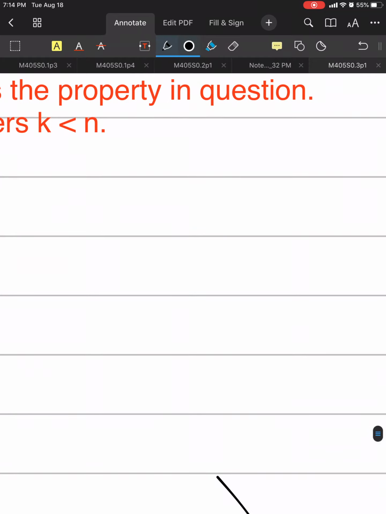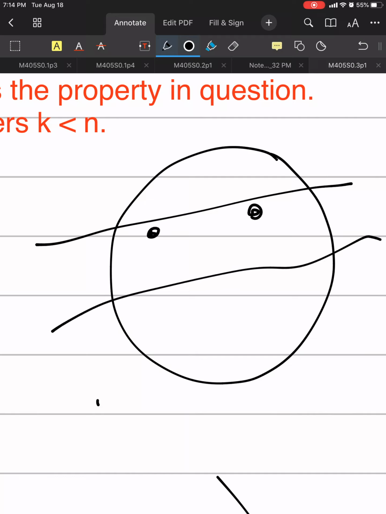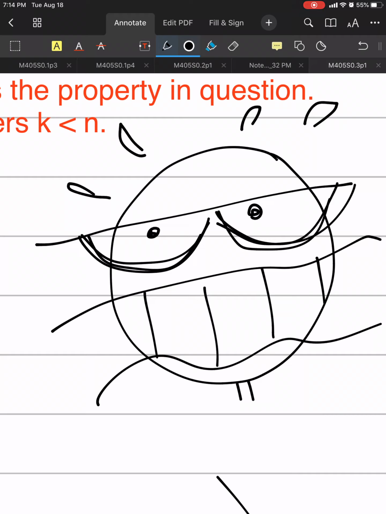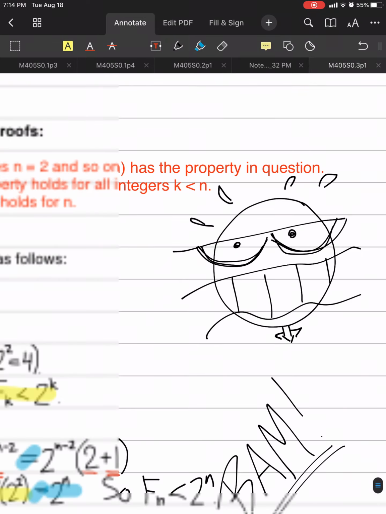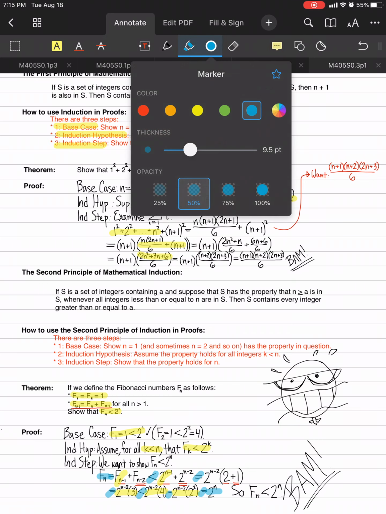And let's see if I can draw something here. Yeah, he's got to wear a funny jacket, right? Okay, there we go. So what we wind up with here is f sub n less than 2 to the n, which is what we were aiming for in the first place.